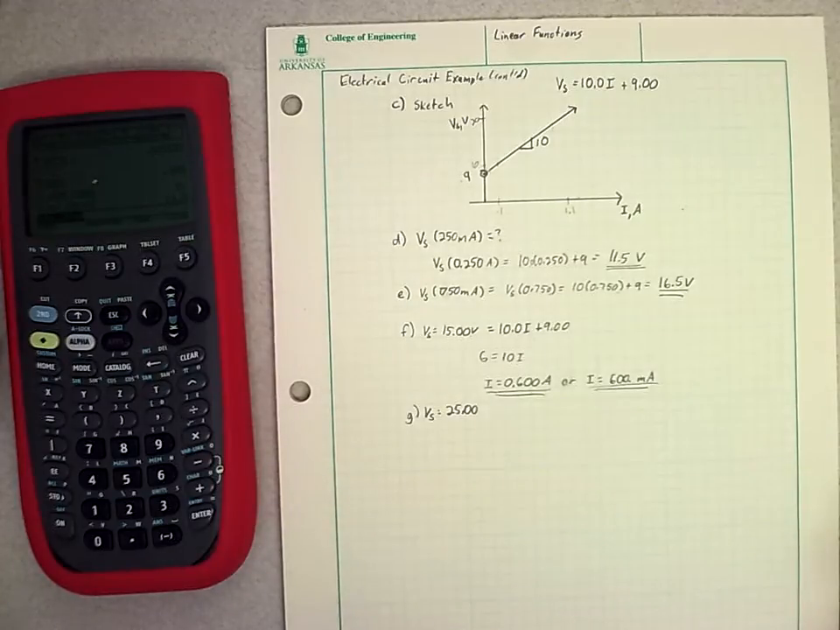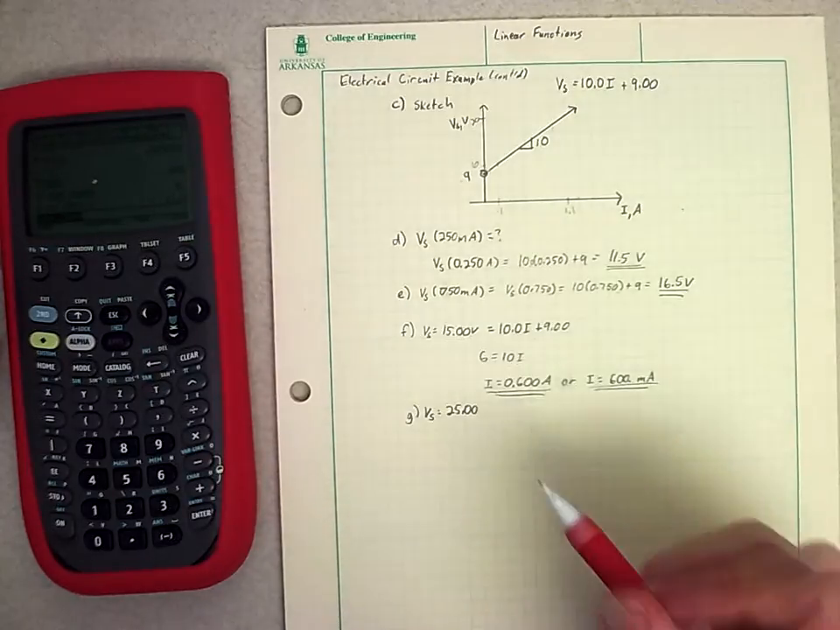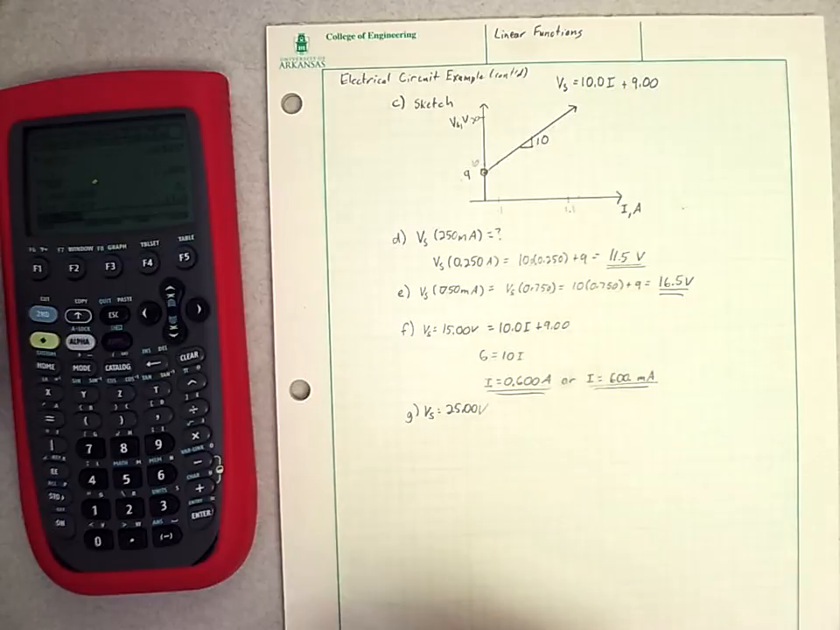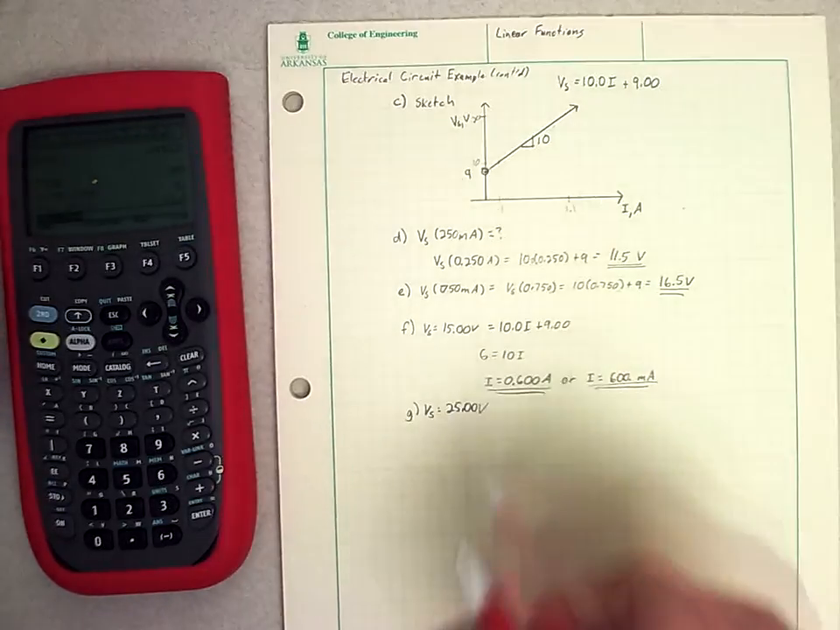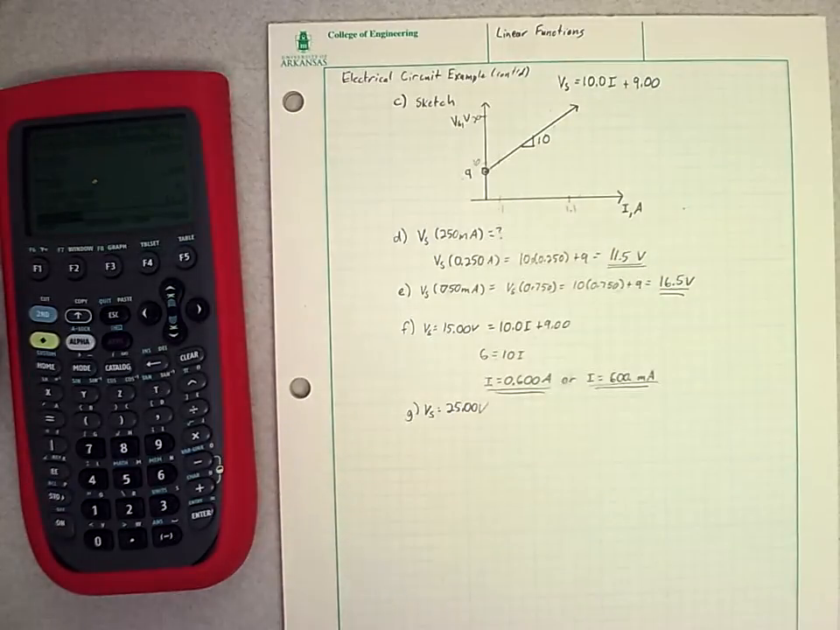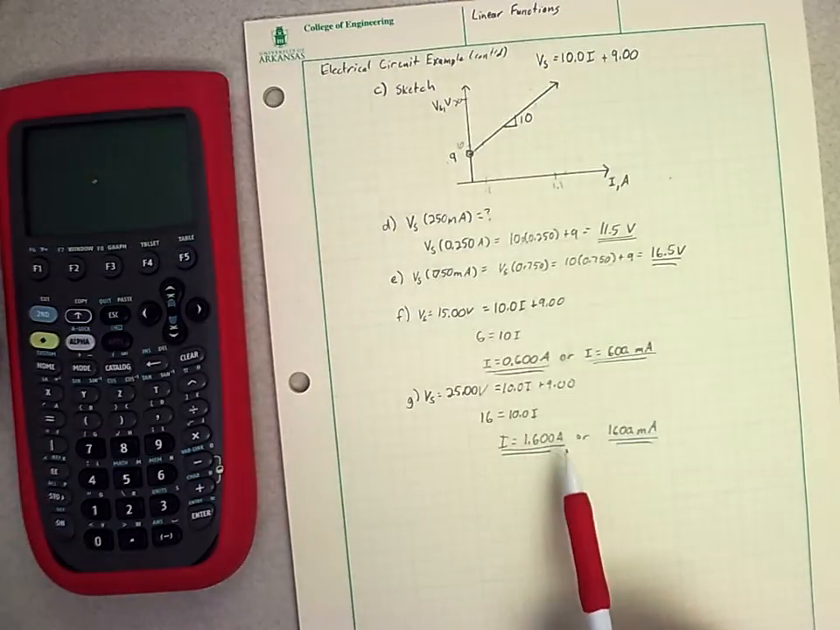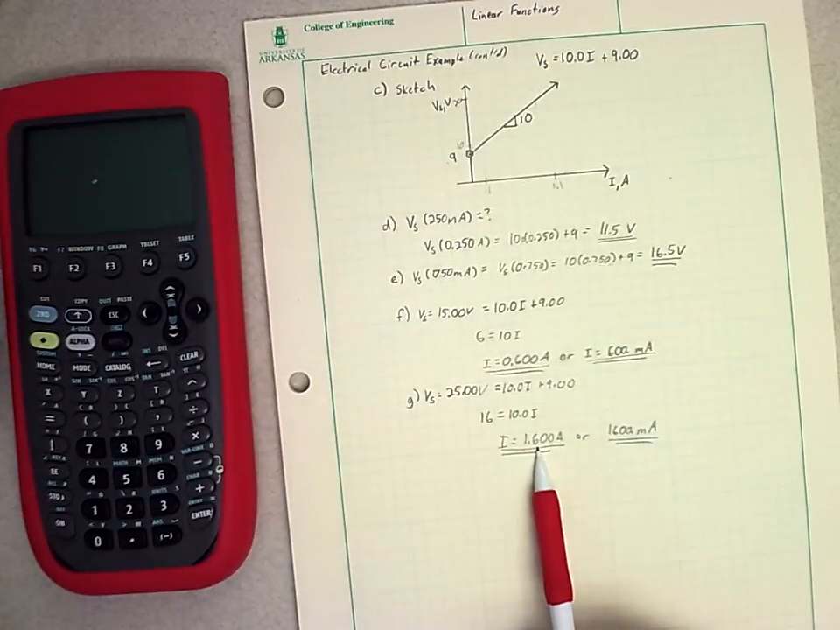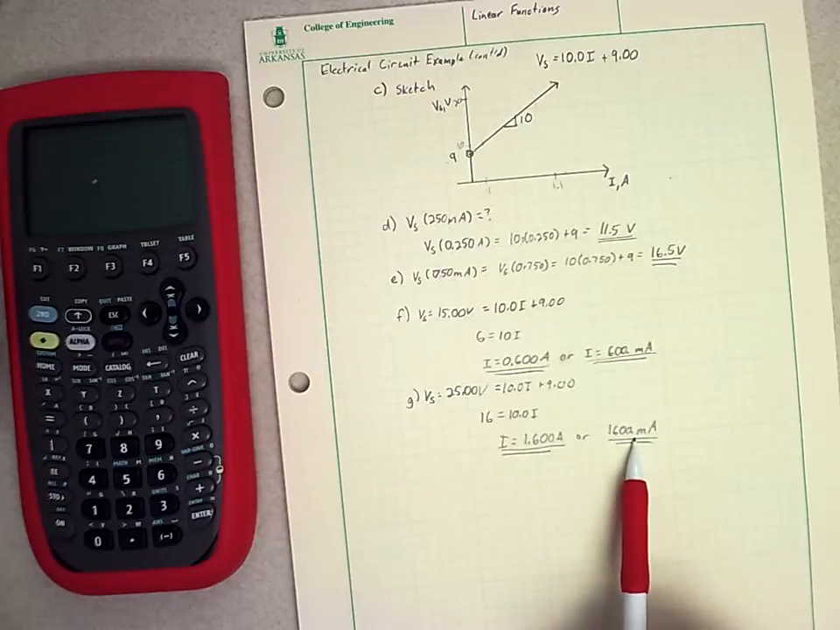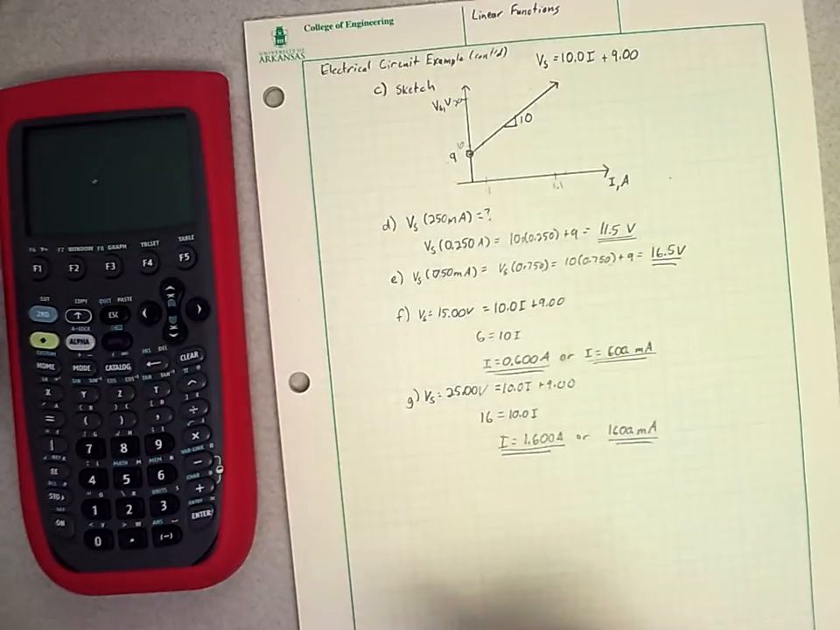Part G asks the same type of question, only now our voltage source is 25 volts. So again, I'll set it equal to our equation and solve. So for our current on this one, I would get that it's 1.6 amps or 1600 milliamps. So again, simple enough to solve that one.